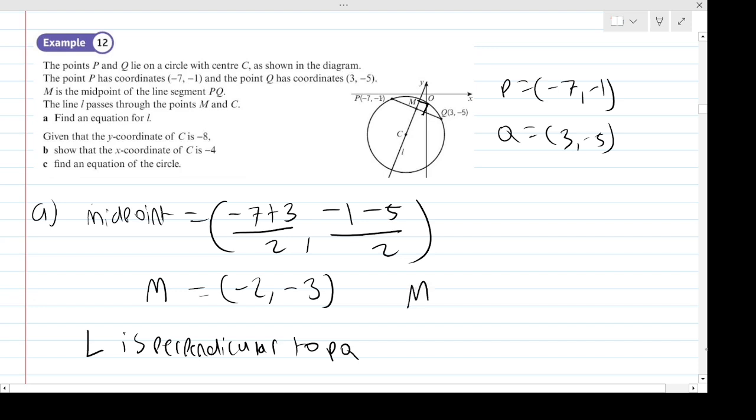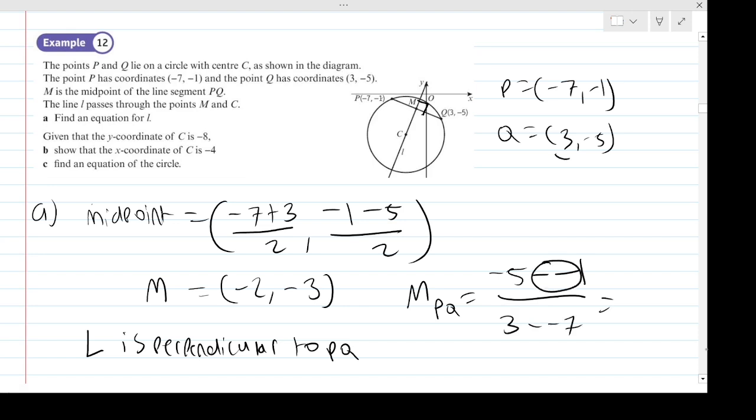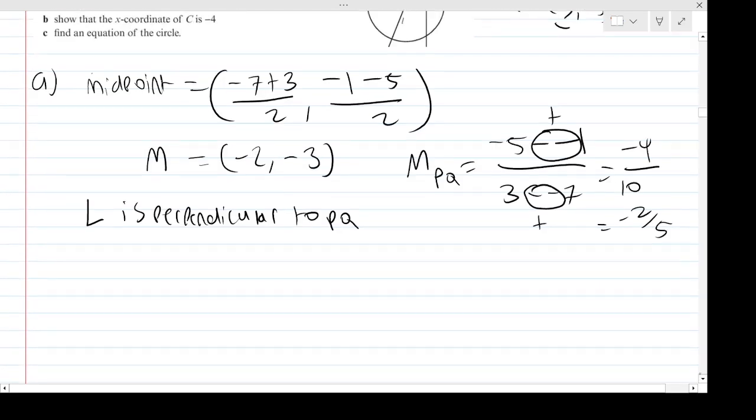We can work out the gradient of PQ, again by doing changing y over changing x. So firstly, let's take Q first. Changing y, so take -5, then take away the other y coordinate, take away -1. Then we do the same for changing x, so 3, take away -7. Well, that's -5 and then plus 1, double negative, so -4. Then 3 add 7 is 10, and that goes to -2 over 5. Cool. So that's our gradient of PQ.